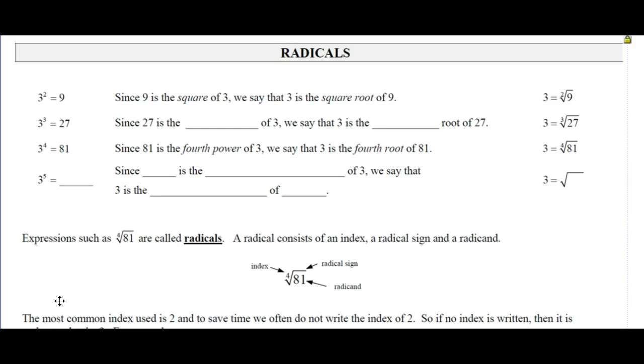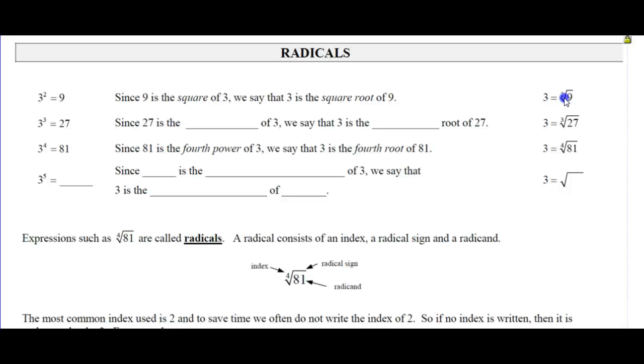Radicals, okay, as studied in Math 10C. So a lot of this should just be review of radicals concepts, right? So 3 squared is 9. Since 9 is the square of 3, we say that 3 is the square root of 9, right? So 3 is equal to square root 9. Now, usually we don't write the little 2 in there, okay?